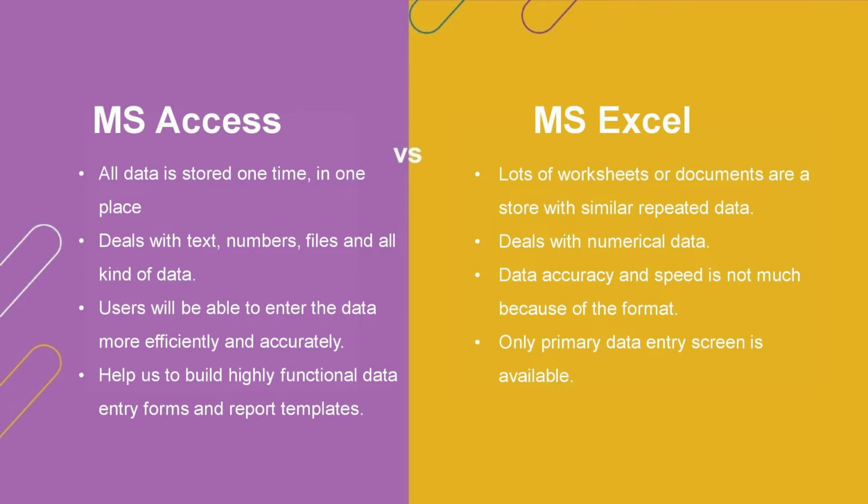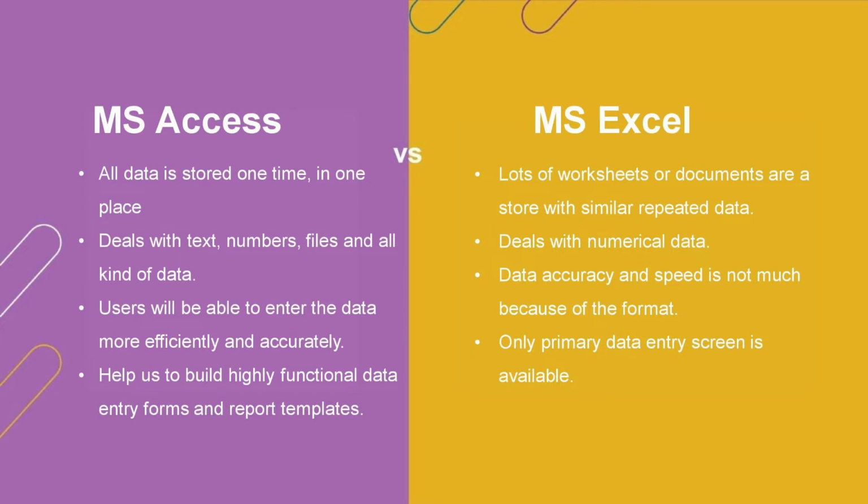In Microsoft Excel, within a single document, we can have different sheets according to our data. But in Microsoft Access, we don't have worksheets or similar sheets. All the data are stored in one place. We can save or store data in different places in Microsoft Excel within a single document. The next one is Microsoft Access deals with text, numbers, files, and all kinds of data. But Microsoft Excel deals with numerical data.